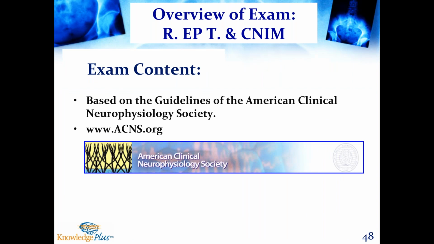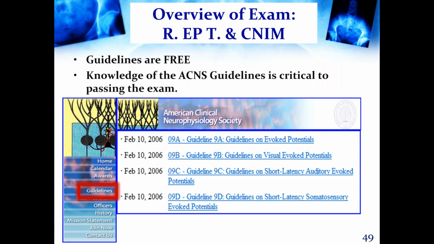Again, this exam is based on the guidelines. And again, there are 4 intraoperative guidelines. These are free on the ACNS website. I can send them to you. They're free on the website, but do pay attention in case they upgrade anything. I don't think they will, just because they don't do it very often. But these are the clinical guidelines. If you're taking the REPT exam, these are the guidelines that you have to be familiar with.